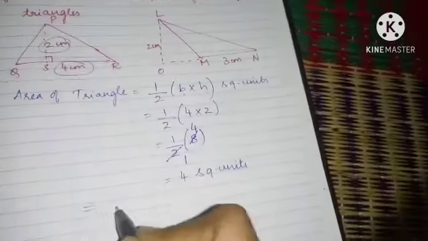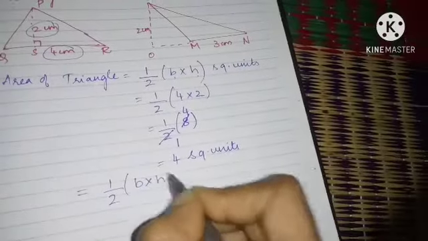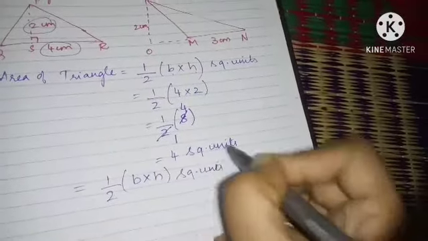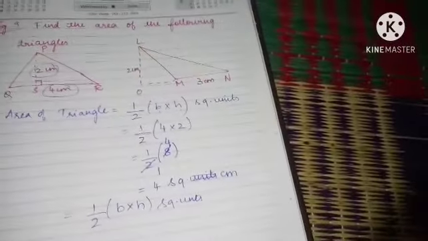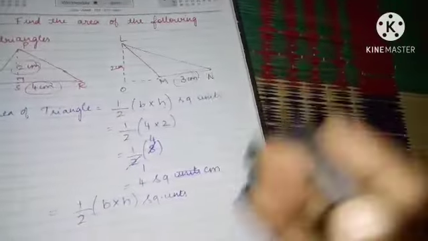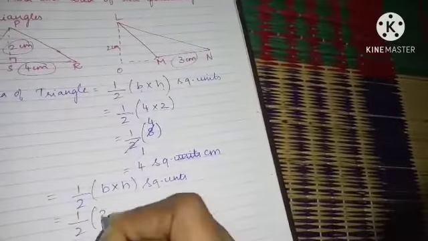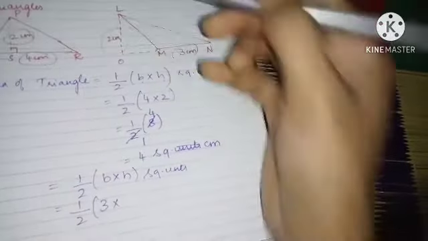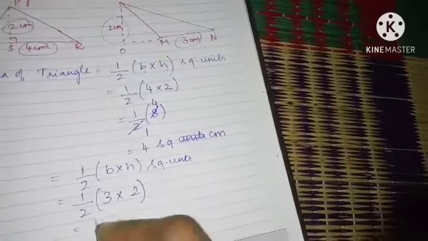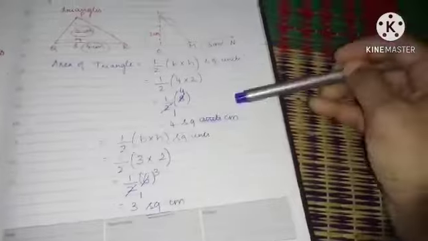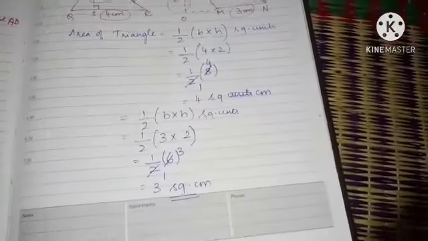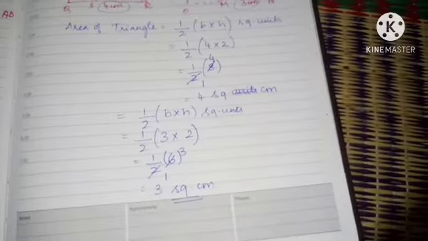Next, second triangle. The same way. Half into base into height square units. Correct? See here square centimeter. What is base here in this triangle? 3 centimeter. Correct? Because that is down. 3 centimeter is the base. 1 by 2 into 3 into what is height here? 2 centimeter. So 1 by 2 into 3 2s are 6. 2 1s are 2, 2 3s are 6. So 3 square centimeter is the second triangle area. So first triangle area is 4 square centimeter. Second triangle area is 3 square centimeter.